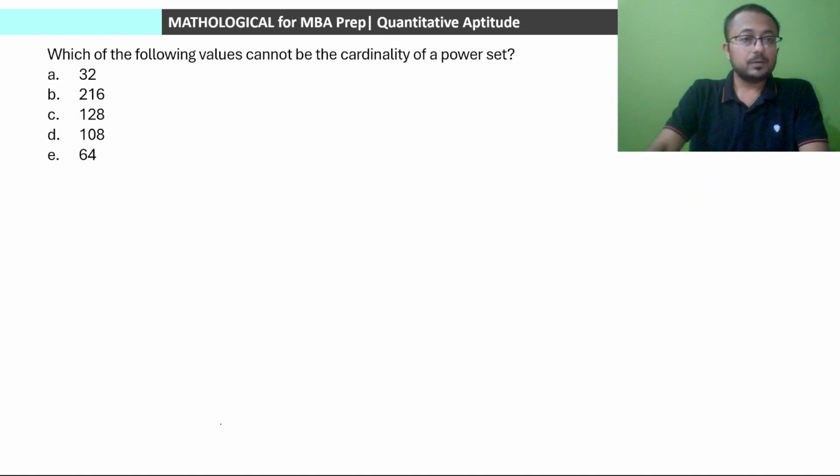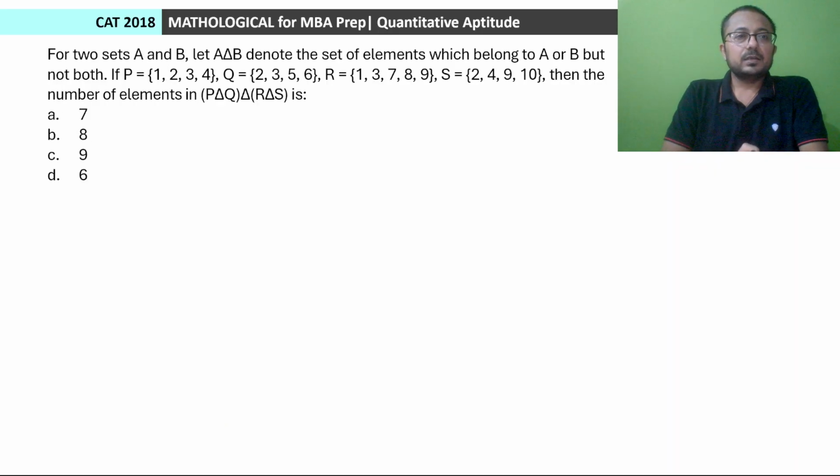Okay. Next question. A PYQ from CAT 2018. For two sets A and B, let A delta B denote the set of elements which belong to A or B but not both. If P is a set that contains elements 1, 2, 3, 4, Q is a set containing 2, 3, 5, 6, R is containing 1, 3, 7, 8, 9, and S is containing 2, 4, 9, 10, then find the number of elements in P delta Q, delta R, delta S. Okay? So we have to find this.